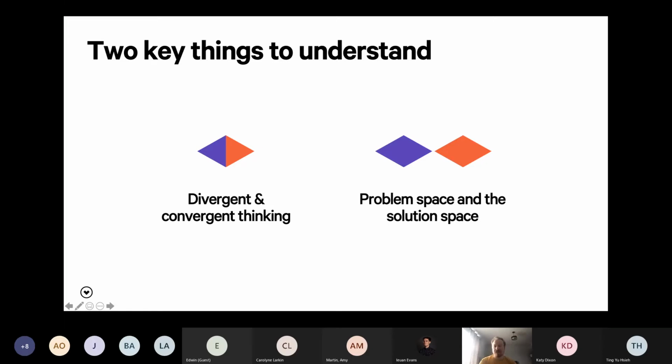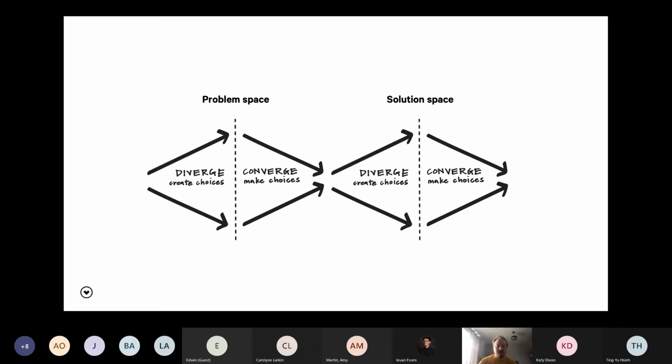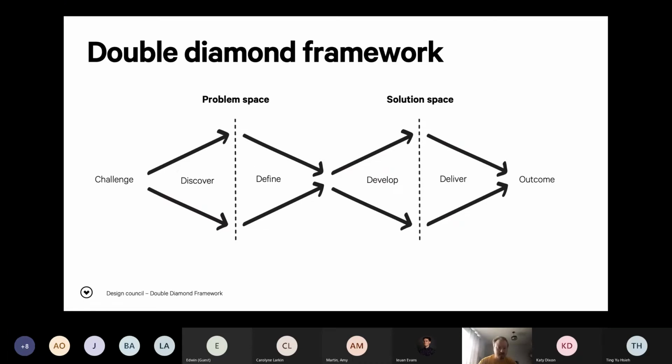And then the other concept is that we're always in either problem space or solution space, and we go from left to right. So we're uncovering insight and framing problems, and then we're going into what could we make and what should we make. So that's the core concepts, really. Divergent's all about creating choices. Convergent is always about making choices. And then problem space is moving through problem and insight, through to what do we make?